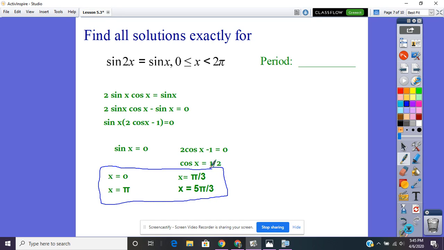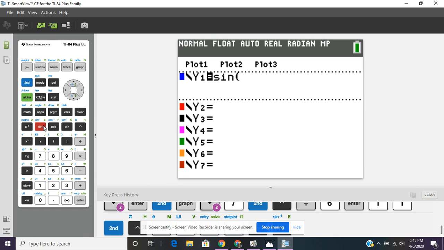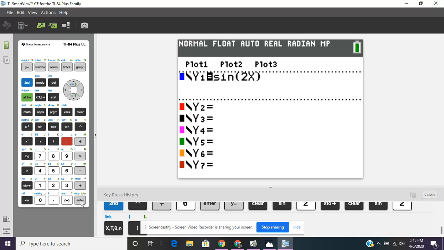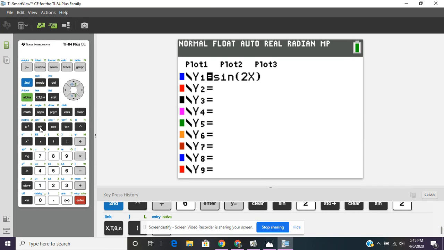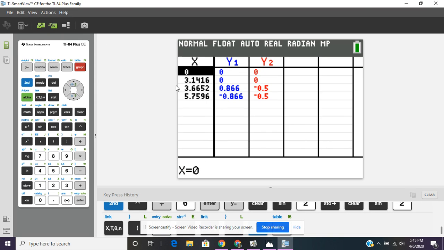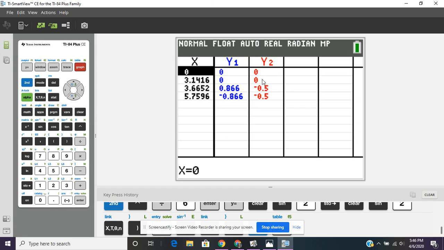You can check for extraneous again, sine 2x. This one's a little bit different because it's got an equals. So sine 2x, and then the other side was just sine x. Still in radians, so I don't have to change it. 0 works, pi works. We got those. And then the other ones we need to check are pi over 3 and 5 pi over 3. They have to equal each other here because I have two different sides of the equals.